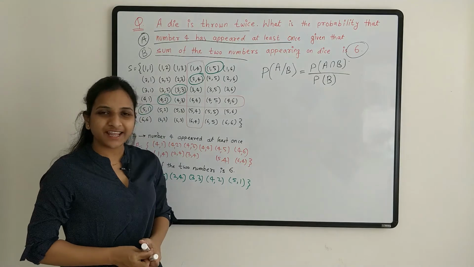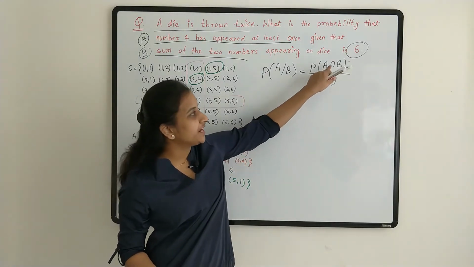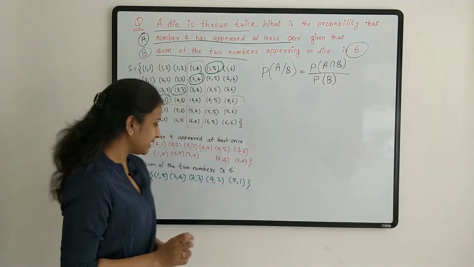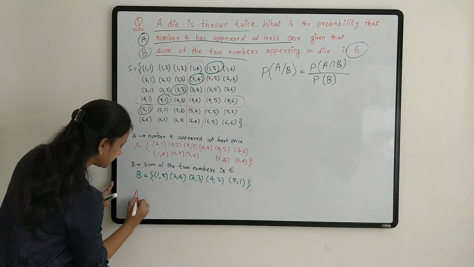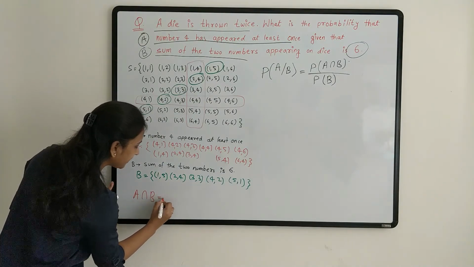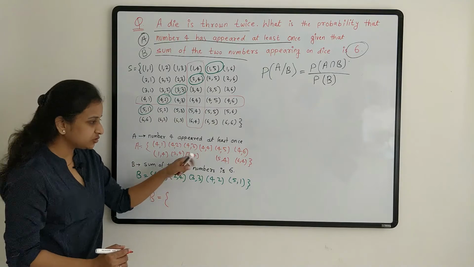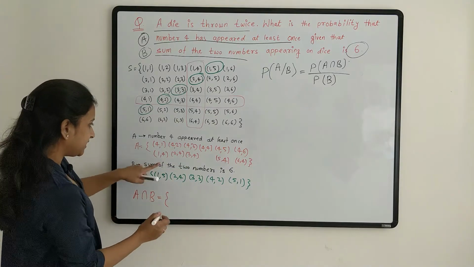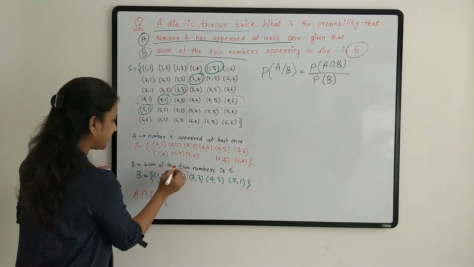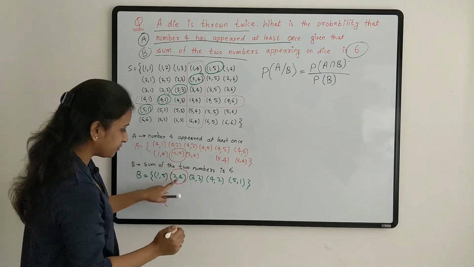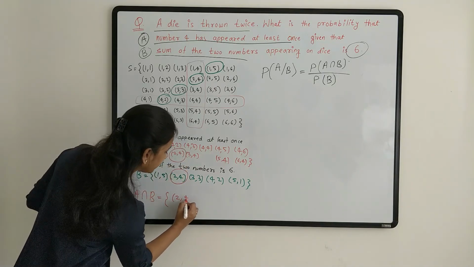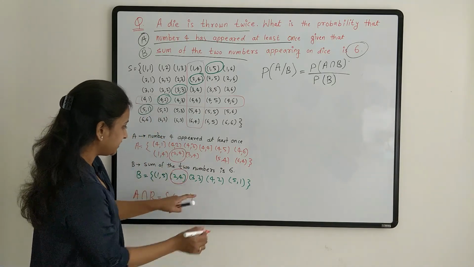Now what is the next step? Here we have to find A intersection B. Let's find A intersection B here. What are the common sample points in these two events? By looking at this, we can say 2,4 is the common point. So I am writing 2,4 here. The next common point is 4,2.